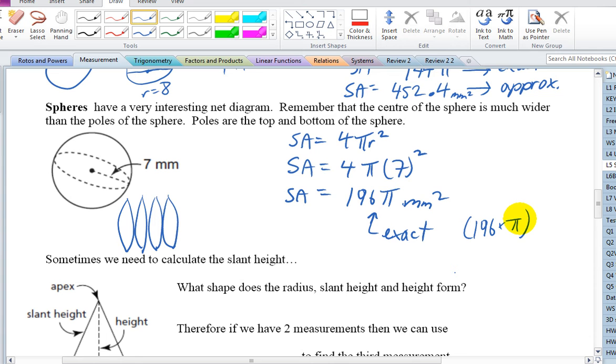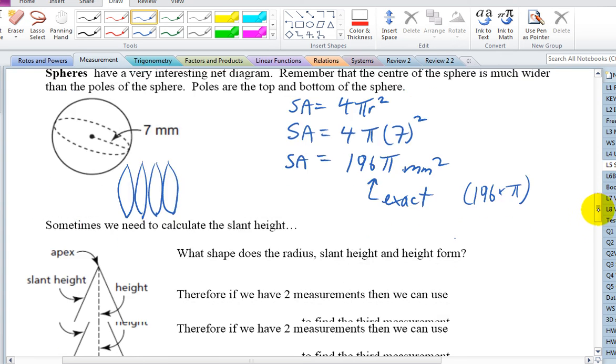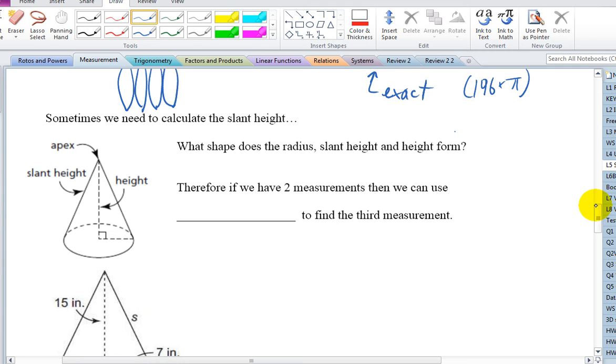Good. Any questions? How many people have left answers before like this? 196 pi with circles and stuff? Okay, good. Thumbs up, down in the middle. Awesome. Next one. Sometimes we need to calculate the slant height. We already talked about this. So it forms a right triangle.